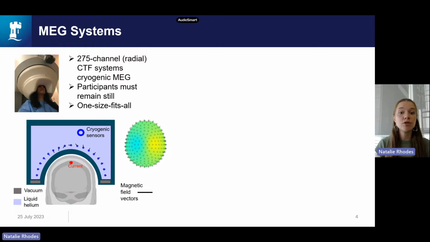Firstly, the amplitude of the signal decays with the square of distance. And so because we have to have these sensors slightly further away to keep the cryogenic liquid helium away from the scalp surface, we're actually measuring a lower amplitude signal than if we could put those sensors closer to the head. And then also our participants have to remain perfectly still. So it's very challenging for certain participant groups.